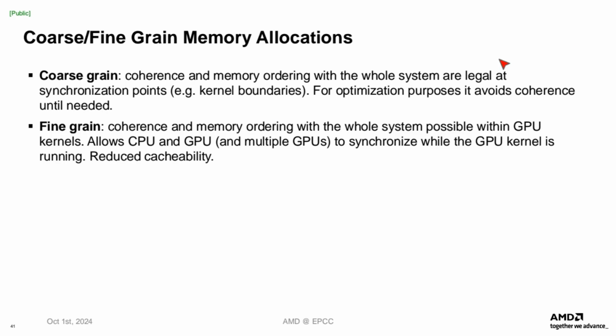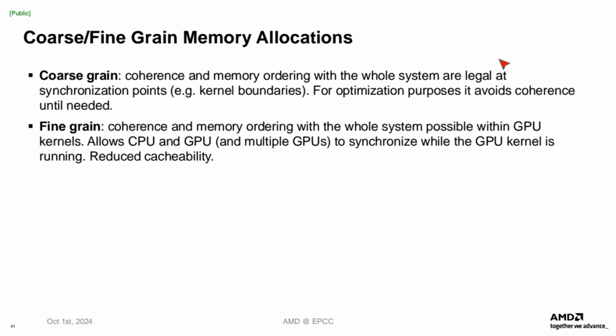And the main difference between the two is that for the coarse-grained memory, you can only expect it to be coherent on a synchronization point, right? Whereas the fine-grained is a memory that is always coherent. You can even have it made coherent within a GPU kernel.